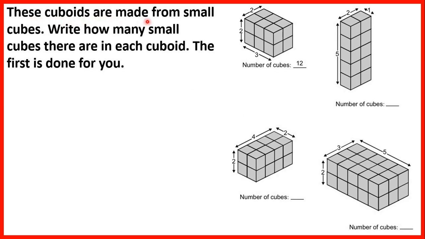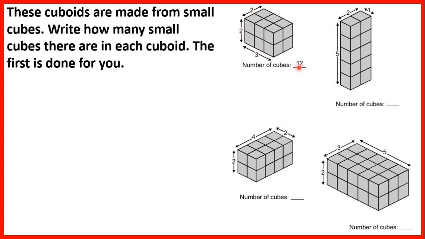These cuboids are made from small cubes. Write how many small cubes there are in each cuboid. The first is done for you. So we can see that they've given us the dimensions of each cuboid, so given us the length, breadth and height. And what we need to do to find the number of cubes is to just multiply these together.